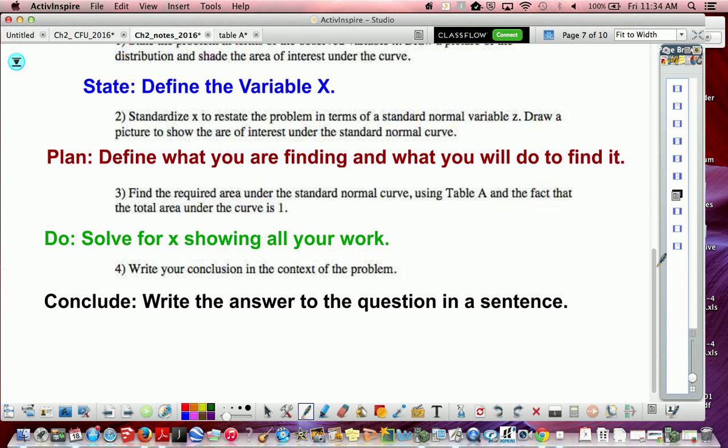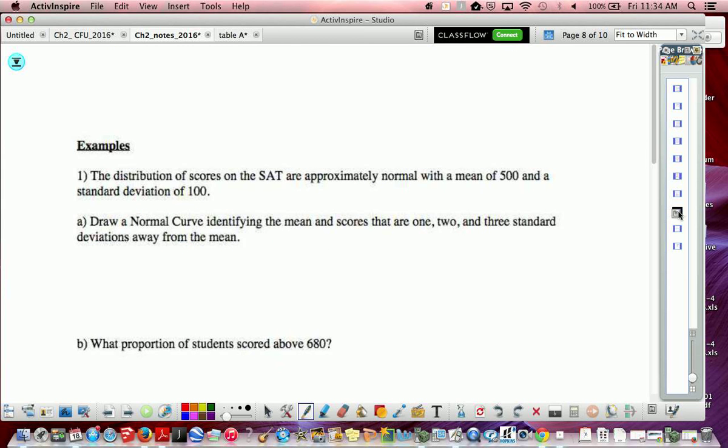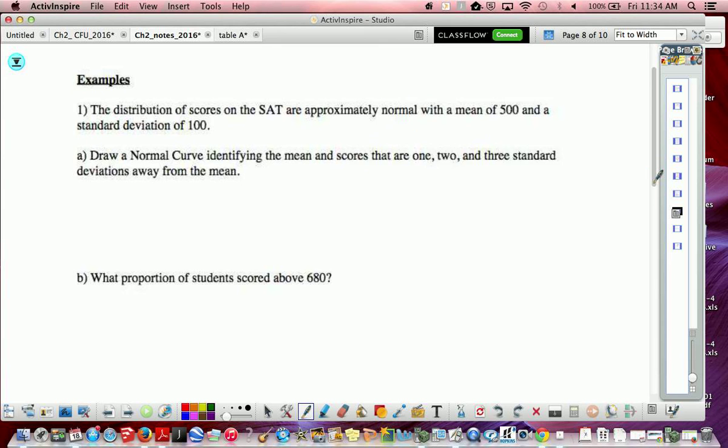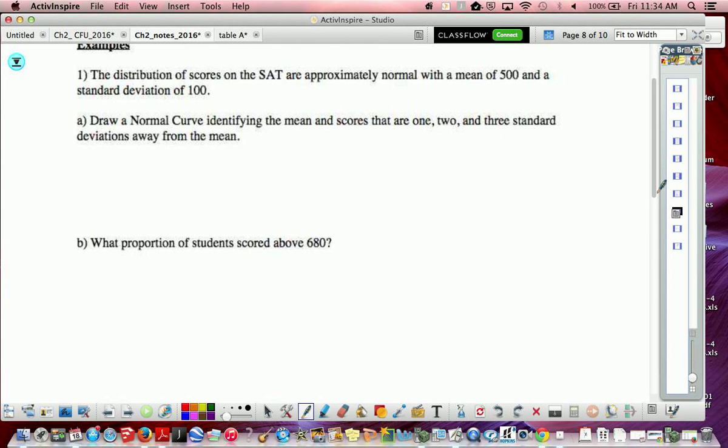Alright, are we okay? Alright, let's take a look at then our first example problem. Number 1 says the distribution of scores on the SAT. I know that almost all of you, if you were here last year, took the ACT, but we're going to talk about the SAT, another standardized test, are approximately normal with a mean of 500 and a standard deviation of 100.